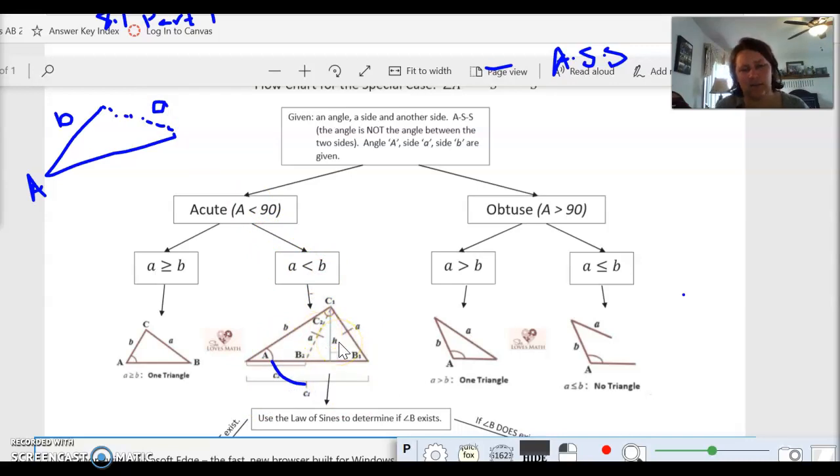And this is the generic triangle I want you to be able to draw, because this is what happens. If we are given this information in this format, then the length of A could be this direction, or the length of A could be this direction. It's the same side lengths.